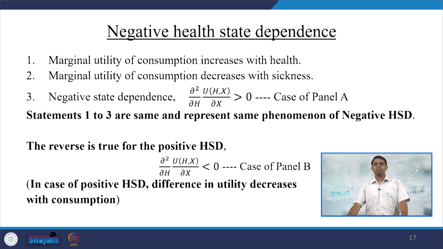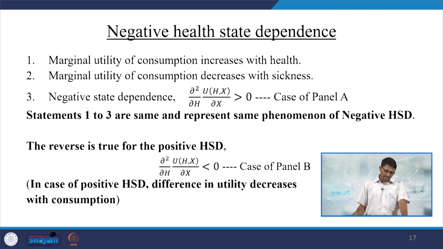Hence, negative health dependence is clarified with the marginal utility of consumption increasing with health, whereas in the second case the marginal utility of consumption decreases with sickness. Okay. So, your consumption actually decreases with sickness, which we have highlighted in our diagram. Both the cases are cited in the case of health state dependence.